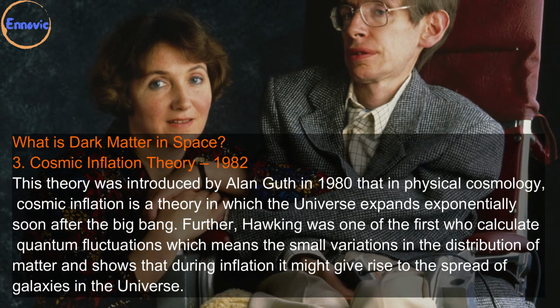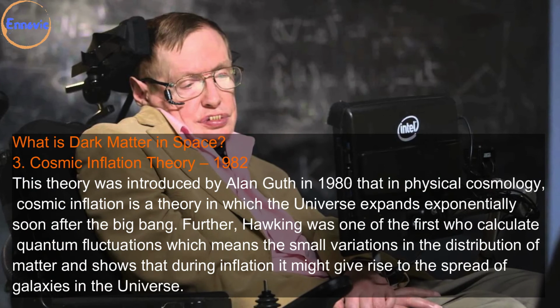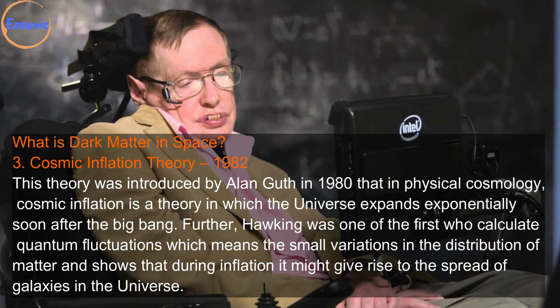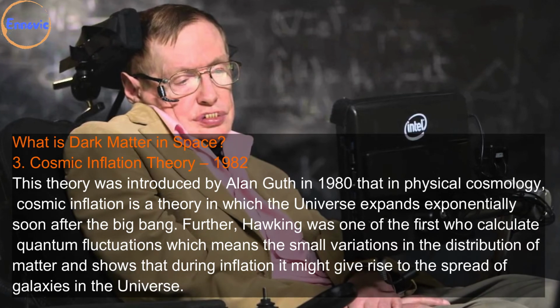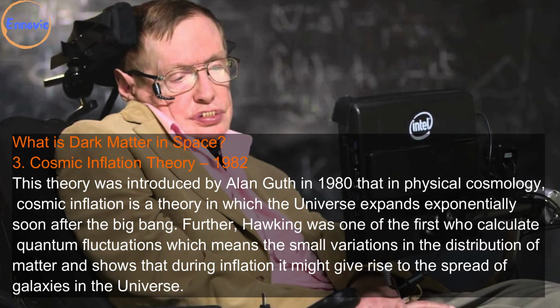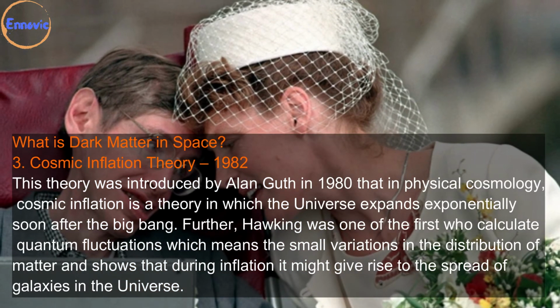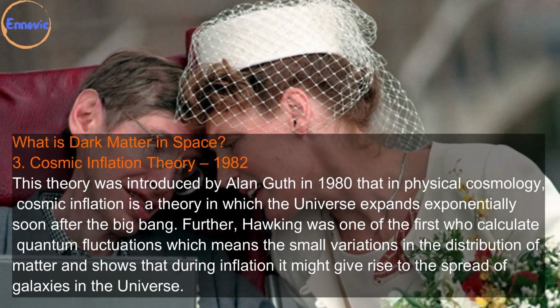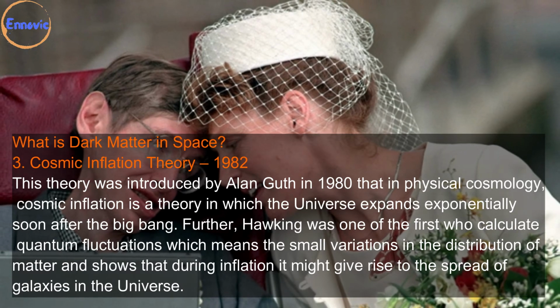What is dark matter in space? 3. Cosmic inflation theory. 1982. This theory was introduced by Alan Guth in 1980. In physical cosmology, cosmic inflation is a theory in which the universe expands exponentially soon after the Big Bang. Further, Hawking was one of the first to calculate quantum fluctuations, which means the small variations in the distribution of matter, and showed that during inflation it might give rise to the spread of galaxies in the universe.